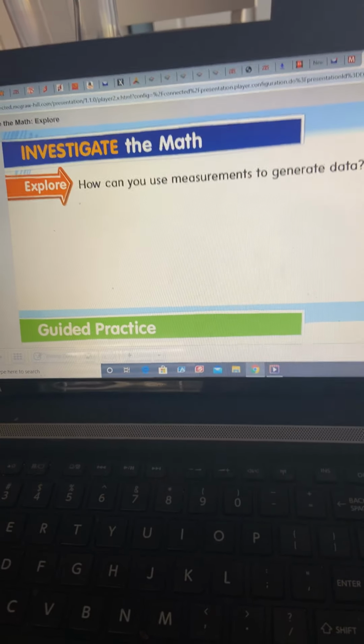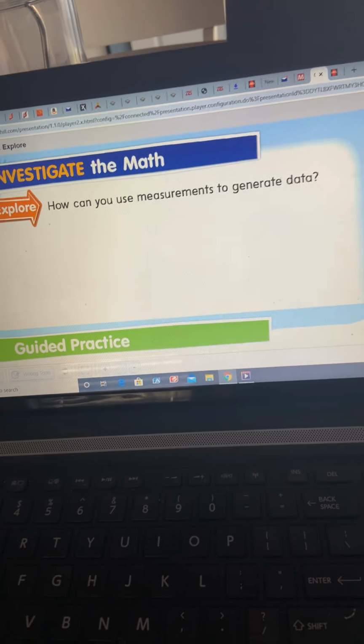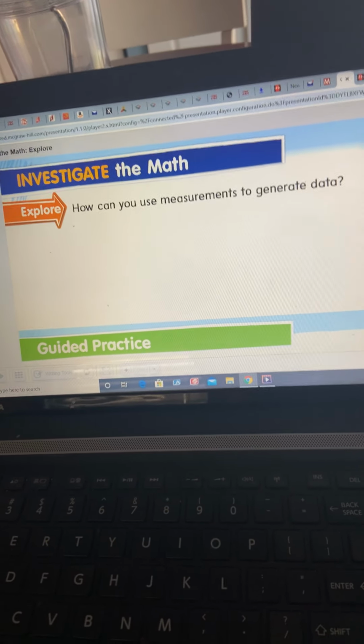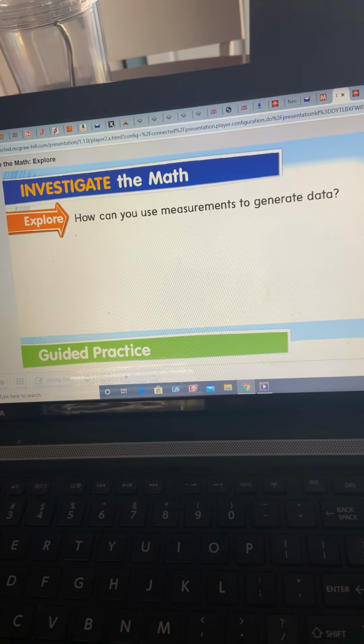Doesn't that make you in the mood for ice cream now? Go out and get a nice big ice cream cone. So that is data. When we vote and we record what people have voted for.